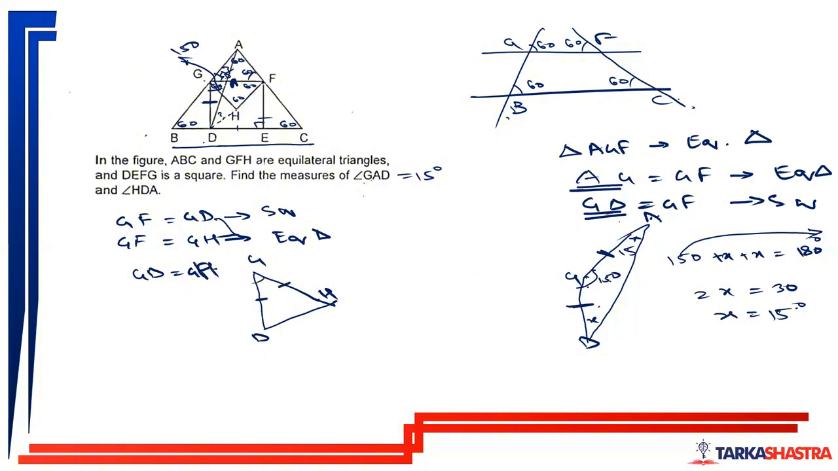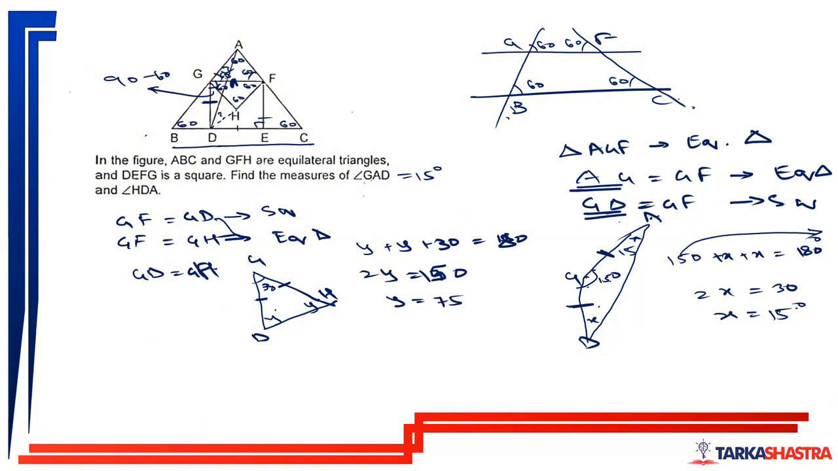What will be angle G? Let me erase something over here. It is simple. This angle is 60 and this angle is 90, so angle G will be 90 minus 60, that is 30 degrees. And as GD is equal to GH, this is an isosceles triangle. An isosceles triangle has equal angles. So 2y plus 30 is equal to 180 degrees, which gives 2y is equal to 150 degrees, which is y is equal to 75 degrees.